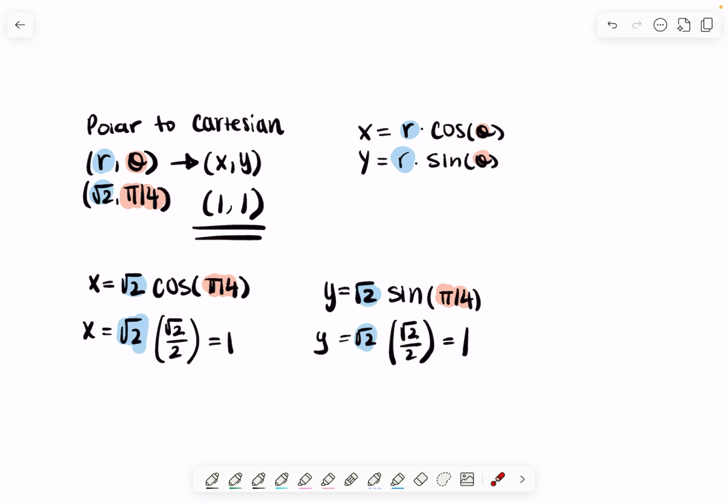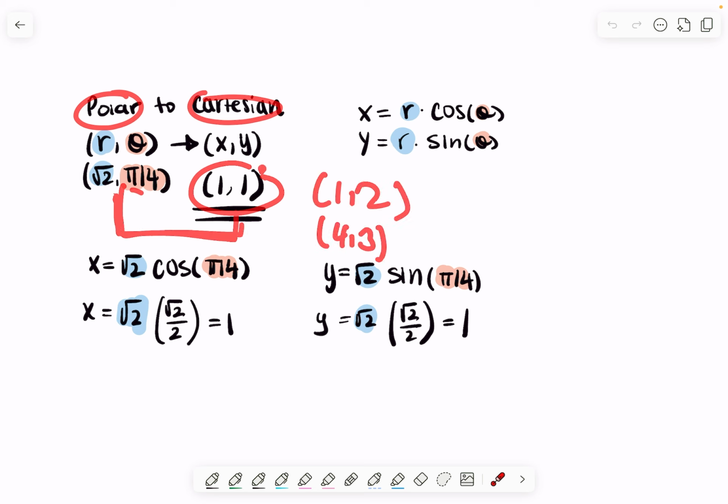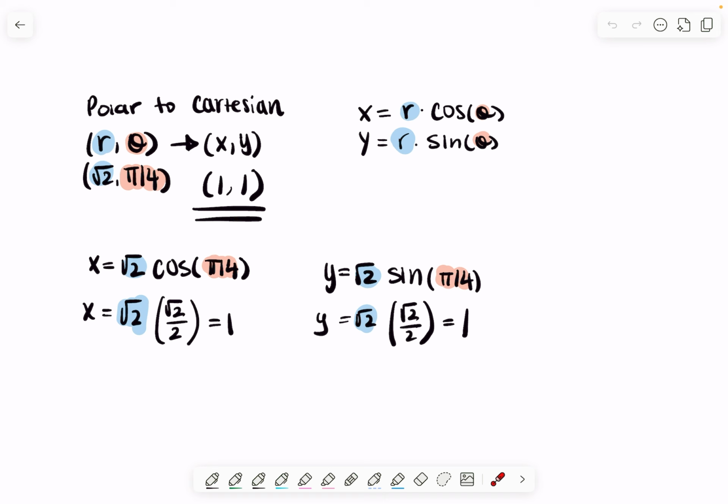Now remember, when you're going from polar to Cartesian, a polar point can only represent one Cartesian point. So this point cannot also represent 1, 2, or 4, 3, which are different points. It can only ever represent one. But when you're going the opposite way, when you have a Cartesian point and you're trying to find its corresponding polar points, there's actually multiple corresponding polar points. And I explain why in the first example video when we go from Cartesian to polar. So go ahead and watch that if you're interested.